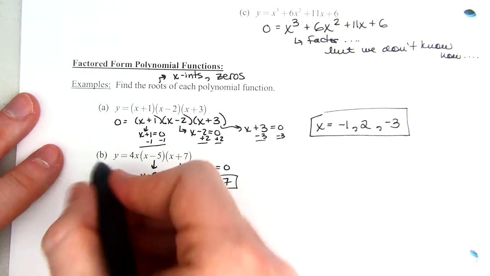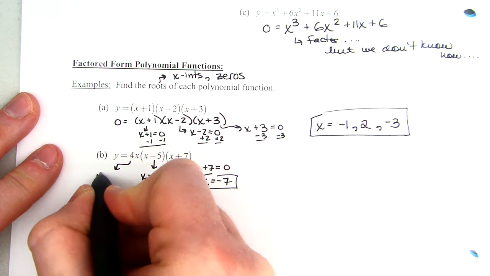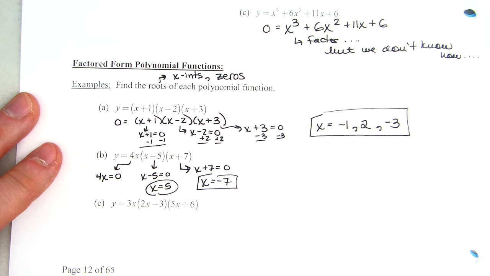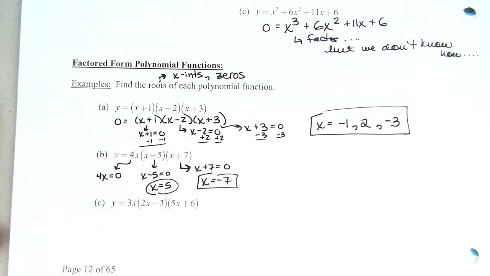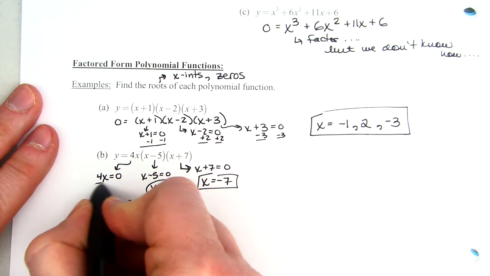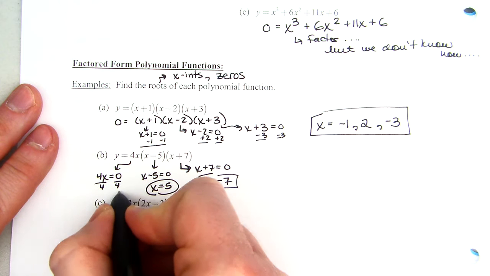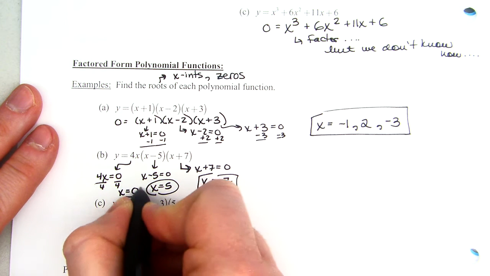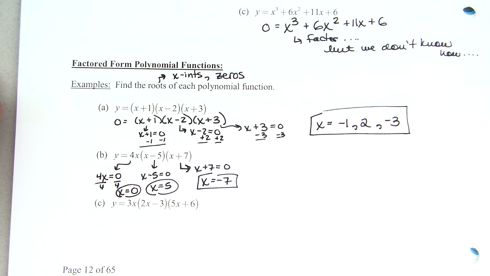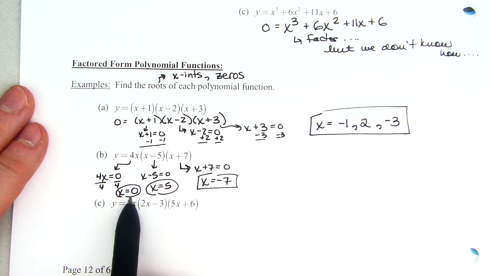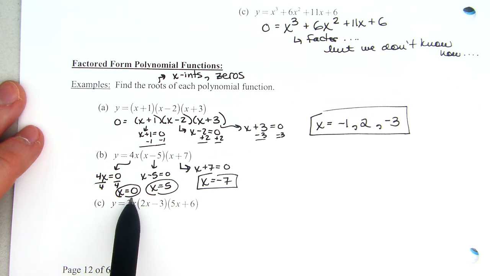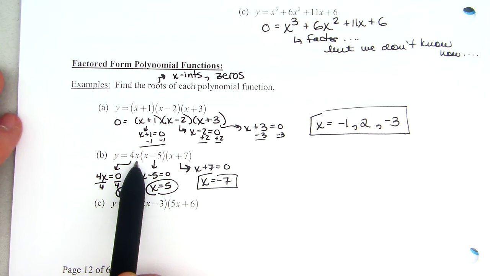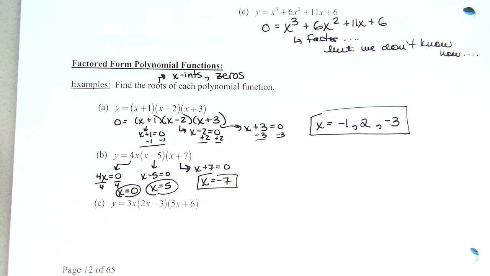However, there's another one. That 4x up front, I'm going to set that equal to 0. If it was just a 4, I'd have 4 equals 0, and that wouldn't give me anything. But because of the x, I can solve this dividing both parts by 4, and I'm getting x equals 0. There are 3 x-intercepts here. X equals 0, x equals 5, and x equals -7. Where did the 0 come from? From the x that was out front.